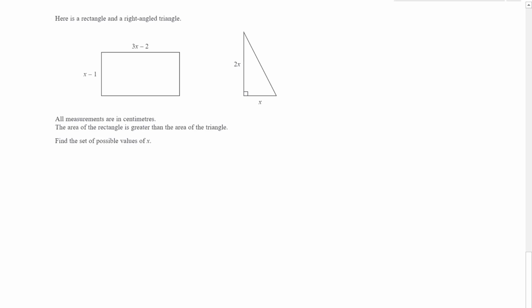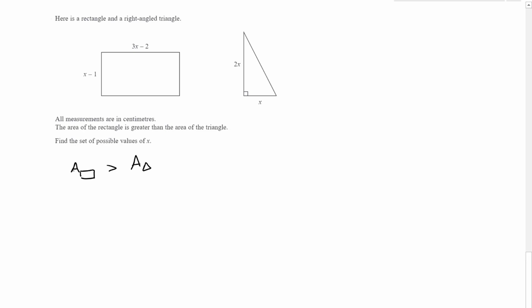Okay, and finally, we're going to take a look at this question. So they've given you a rectangle and a right angled triangle, and they've given you the dimensions of both of these things and said that all measurements are in centimeters, and the area of the rectangle is greater than the area of the triangle. So I'm going to write that as the area of the rectangle is greater than the area of the triangle.